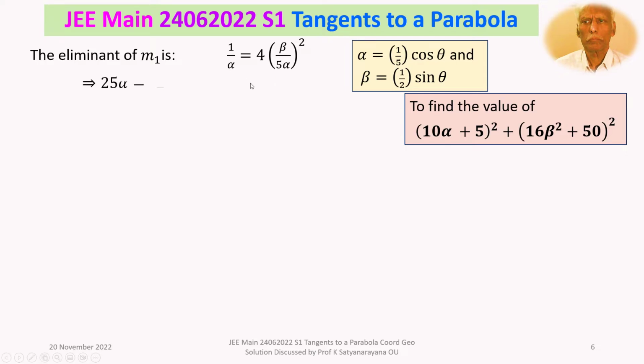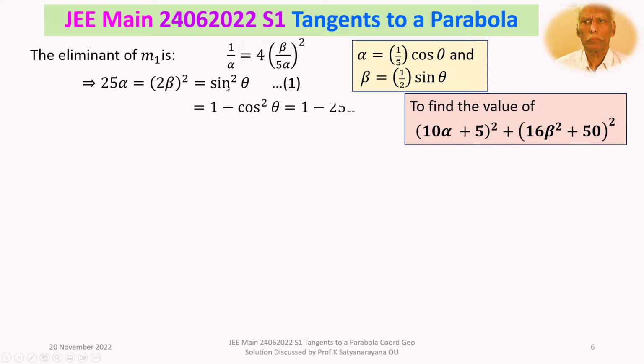Now, this will imply 1 by alpha is equal to 4 beta square by 25 alpha square. Cancel alpha, you will get 25 alpha in the denominator, and cross multiplying, you will get 25 alpha is equal to 4 beta square, that is (2 beta) whole square. And now 2 beta is sin theta, since beta is equal to 1 by 2 sin theta. So (2 beta) whole square is sin square theta. Let's call this equation 1.